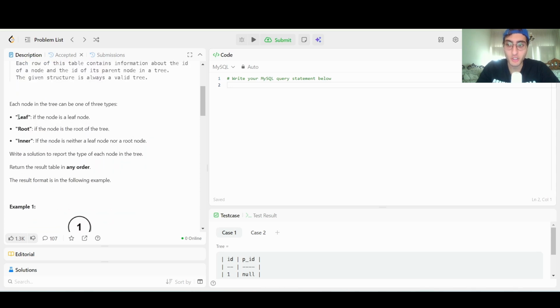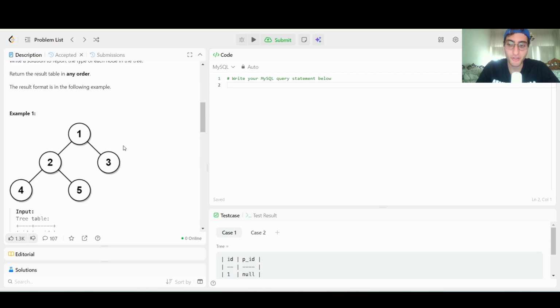They also describe what a tree is composed of. If you don't know, a tree has three different types of nodes. The first being a leaf, the second being a root, and the third being inner. If we want to be respectful to the order, it's actually root, inner, then leaf.